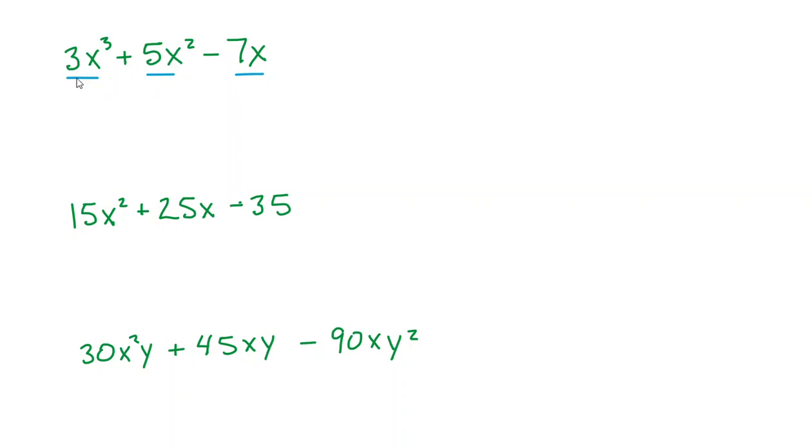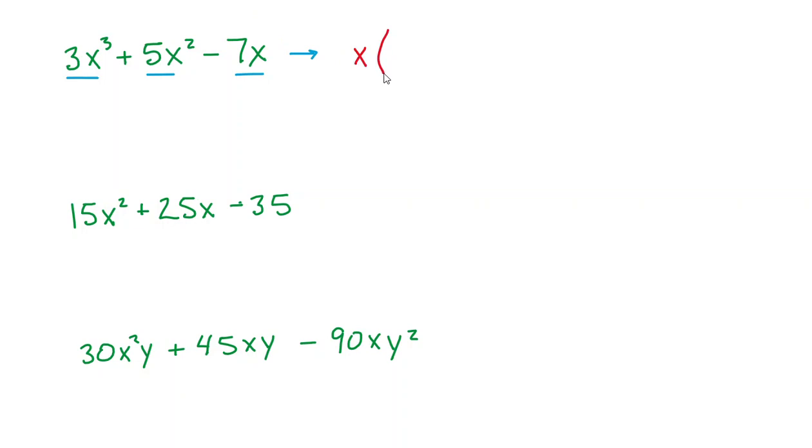We also notice that the 3 and the 5 and the negative 7 have nothing else in common. There's no common factors there. So we can just take out, just like we did before, we can take out the x. So we can say, okay, there must have been an x multiplied by each of these.